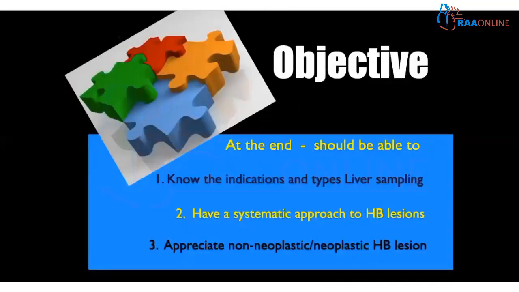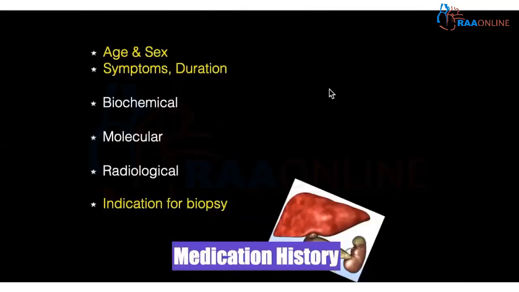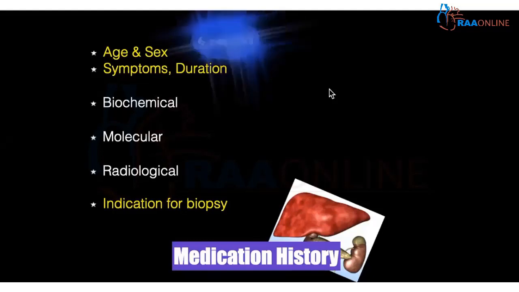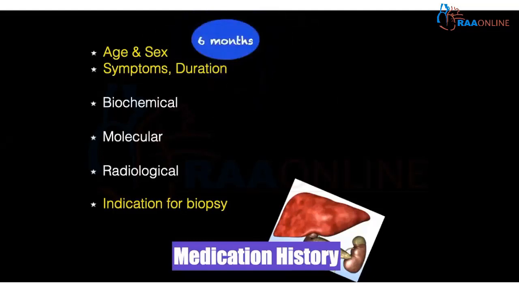At the end of the lecture, you should have a systematic approach to hepatobiliary lesions. To interpret the liver biopsy, we need relevant clinical information. Without clinical information, the liver biopsy is just finding the pathological features. There is no final diagnosis without clinical information. In the clinical information, we have to know the age and sex, symptoms and duration. The main point you have to remember here is 6 months. If the abnormal liver function test is more than 6 months, then it will become chronic liver disease.